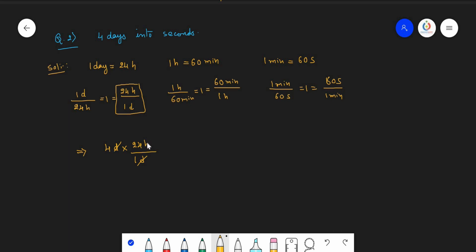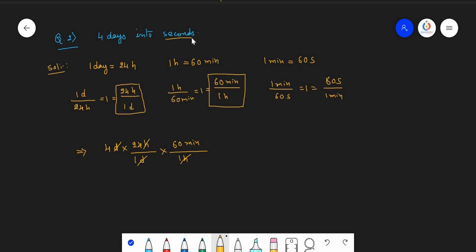But now we don't want the hours. Now, hours are to be converted into minutes. So, here hour is in the denominator. You pick up this one, because we are converting into minutes now. So, the final answer must be in minutes here, so minute must be in the numerator. So, it has to be multiplied with 60 minutes divided by 1 hour. So, here hour cancelled out. Now, 4 into 24 into 60. Now, we got the answer in minutes.